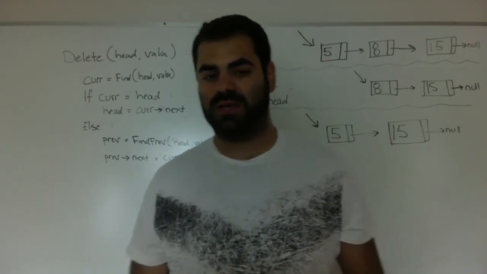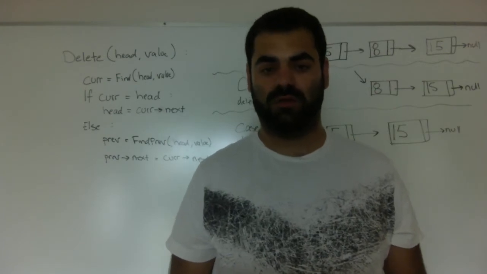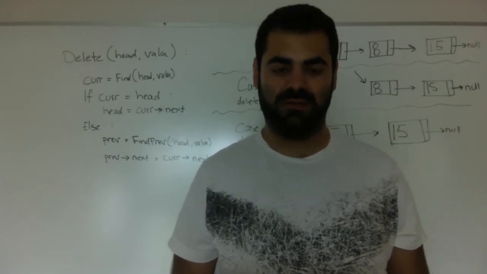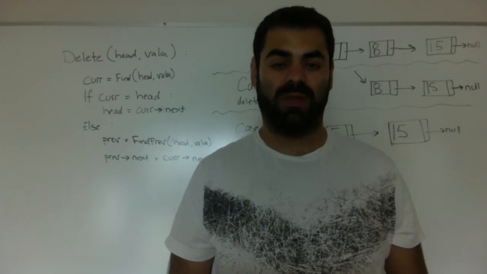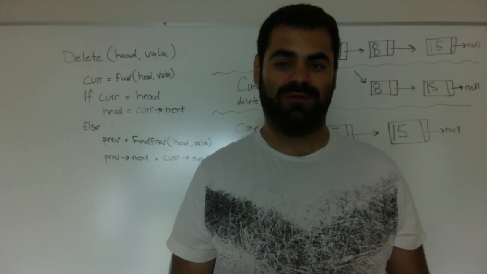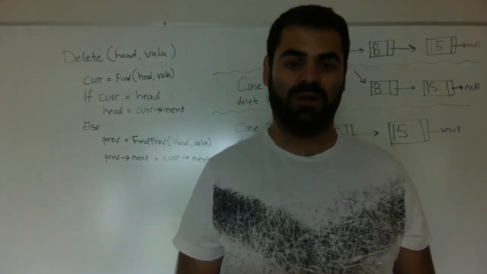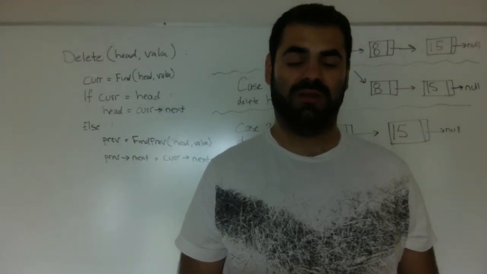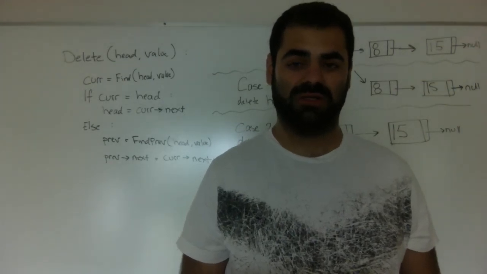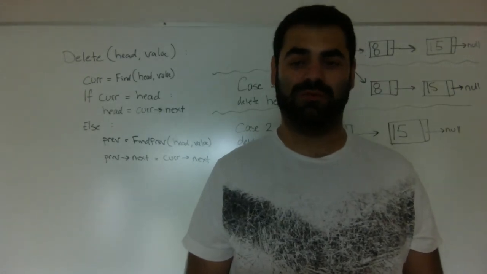Now let's do the other case. The else case is we're not at the head of the list, so let's say the value we're looking for is 8, as we previously did. So let's make an API call findPrevious. Given the head and the value 8, we're going to find the previous node. Previous to 8 is, of course, 5. Now we need to update the node containing value 5, its next pointer, to point to the current node's next pointer, which is 15.